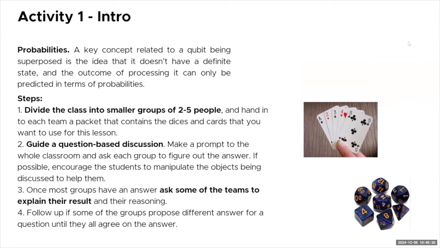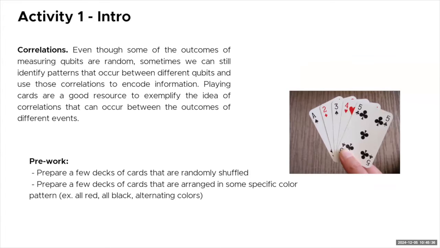So I'm thinking this is just something that they can do with the students first, so that they get used to these objects. And now another concept that we use in quantum science is the idea of correlation, in that the results of different measurements and outcomes can be related to one another.